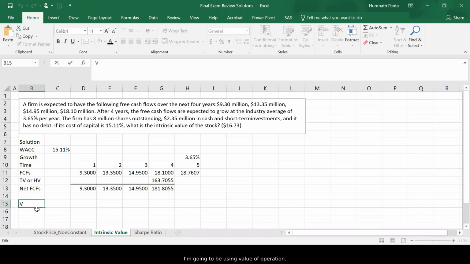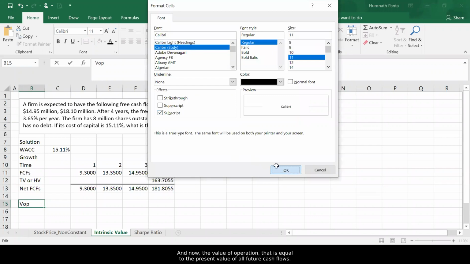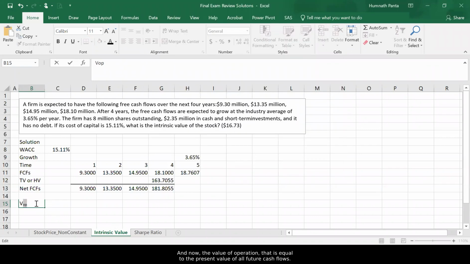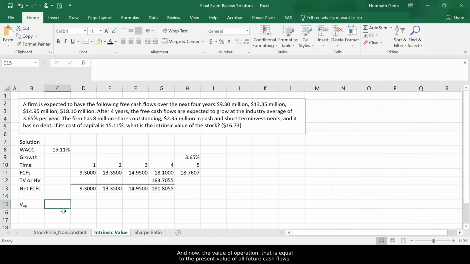I'm going to be using value of operation, that is VOP, and I'm going to do this one to the lowercase, to the subscript. And now the value of operation is equal to the present value of all future cash flows. Okay, so using NPV keyword, we can calculate the present value of all these free cash flows.